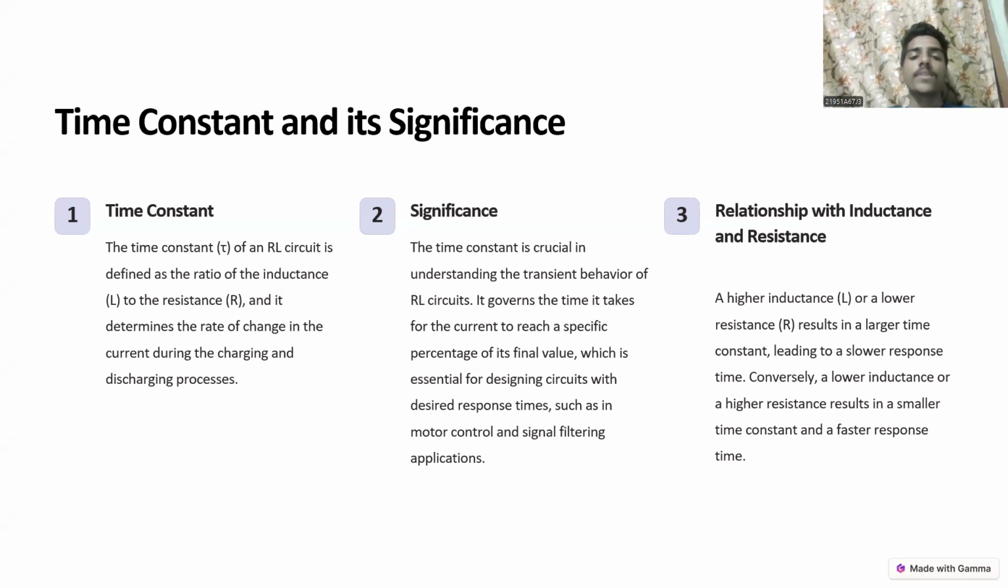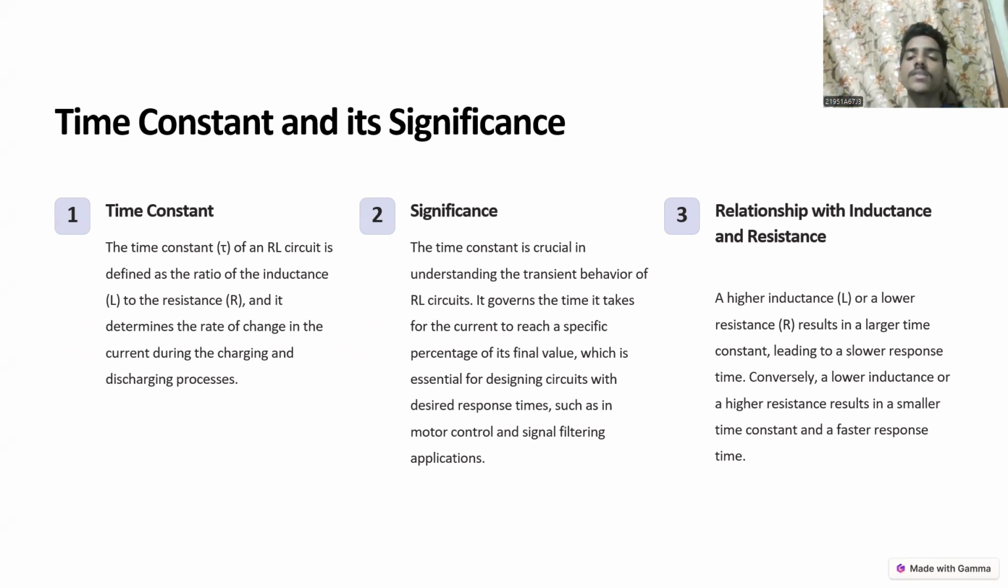Significance. The time constant is crucial in understanding the transient behavior of RL circuits. It governs the time it takes for the current to reach a specific percentage of its final value, which is essential for designing circuits with desired response times, such as motor control and signal filtering applications.